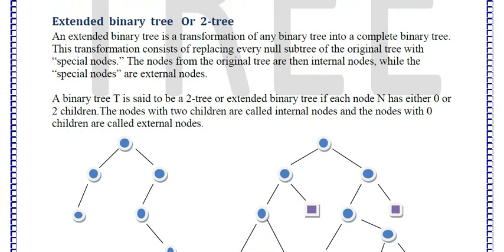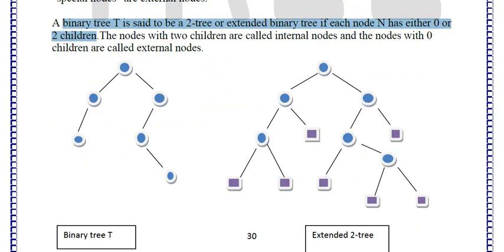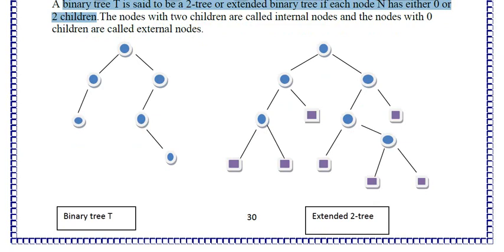But in an extended binary tree, a binary tree is said to be a 2-tree or extended binary tree if each node has either 0 or 2 children. In this diagram, you can see that this one is a normal binary tree, but this section is an extended binary tree because they can have either 0 or 2 children. In this section these have two children. That is why they can have 0 children or 2 children. That is why it is known as the extended 2 binary tree.